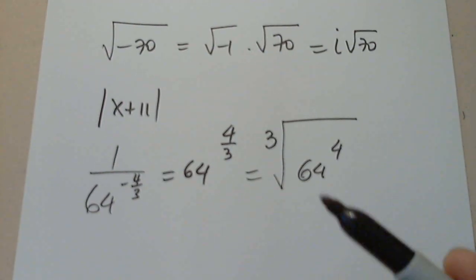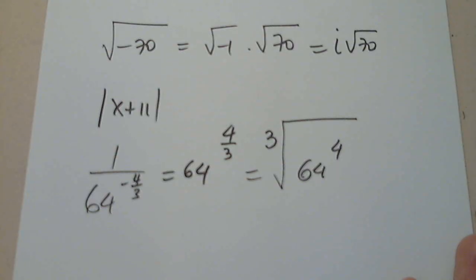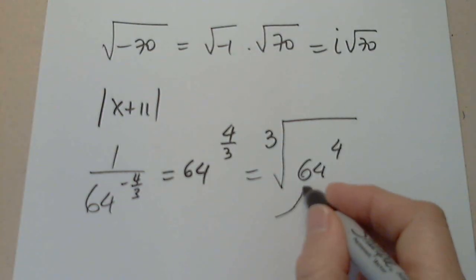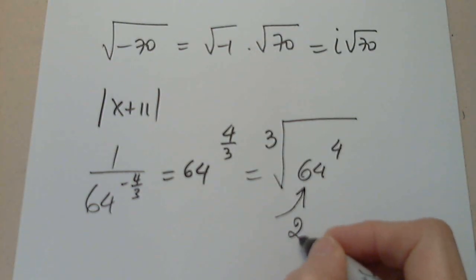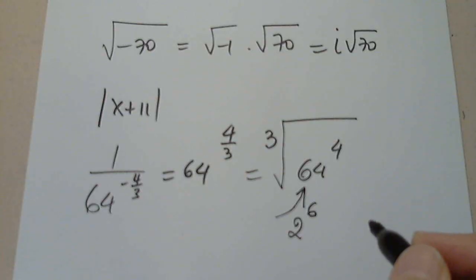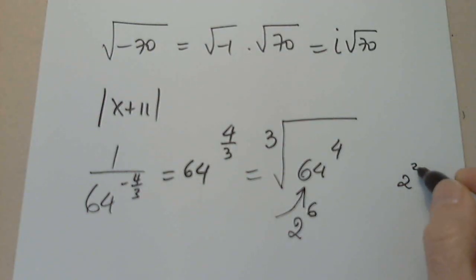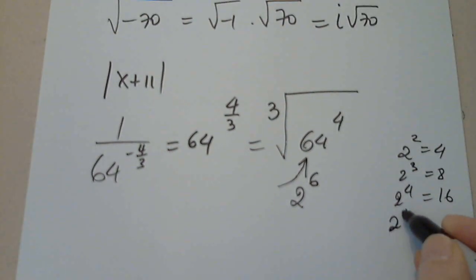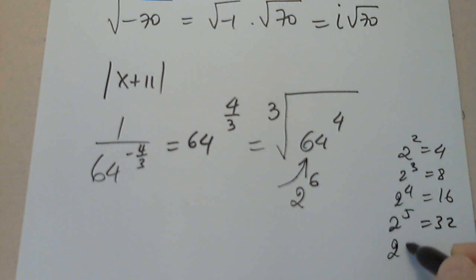Now, one option would be to put it in the graphing calculator, but if I don't get an integer, then I have to go back to the drawing board. So I have to change 64 into 2 to the 6th. How come? Well, 2 squared is 4. 2 to the 3rd is 8. 2 to the 4th is 16. 2 to the 5th is 32. 2 to the 6th is 64.